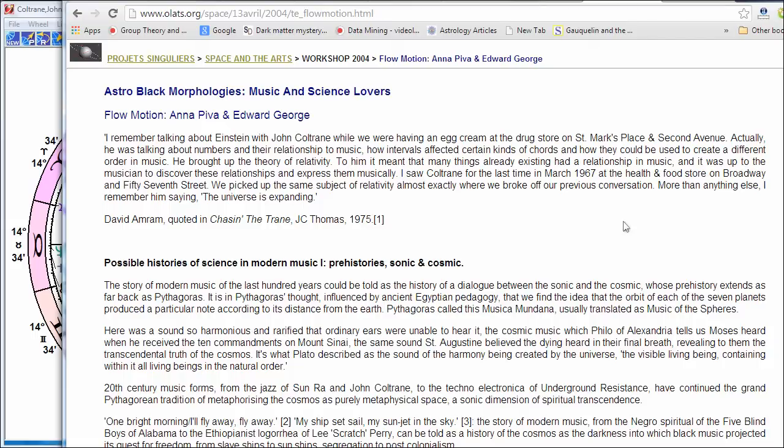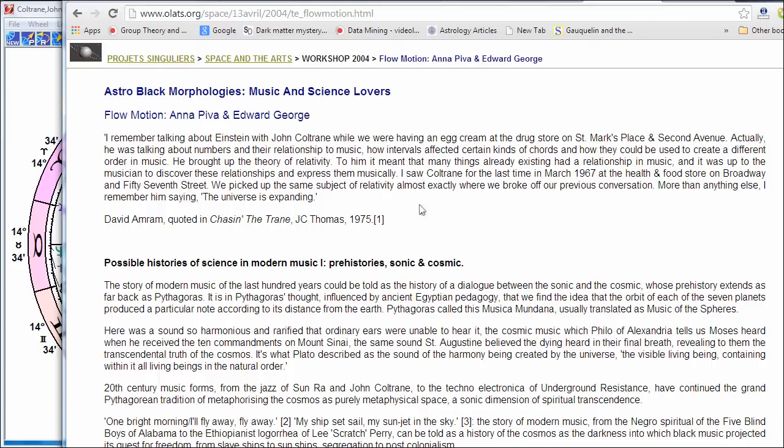So, Coltrane is thinking about Pythagorean ideas of numbers and harmonies and relationships, theory of relativity. So big concepts that he's studying and relating to music. He's an extraordinary creative and brilliant thinker. To continue what this fellow David Amram writes here, "I saw Coltrane for the last time in March 1967 at the health food store on Broadway and 57th Street. We picked up the same subject of relativity almost exactly where we broke off our previous conversation. More than anything else, I remember him saying the universe is expanding."